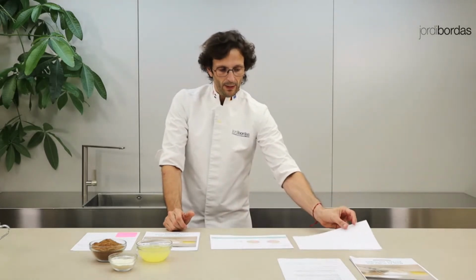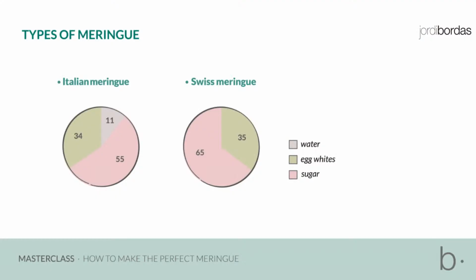Then we have another presentation that is Italian meringue, for example, and Swiss meringue. Here we see different proportions. What is the difference between French meringue and Italian meringue? The big difference is the cooking process. In general, with French meringue, we just whisk egg whites, add sugar in different proportions, and then use it.